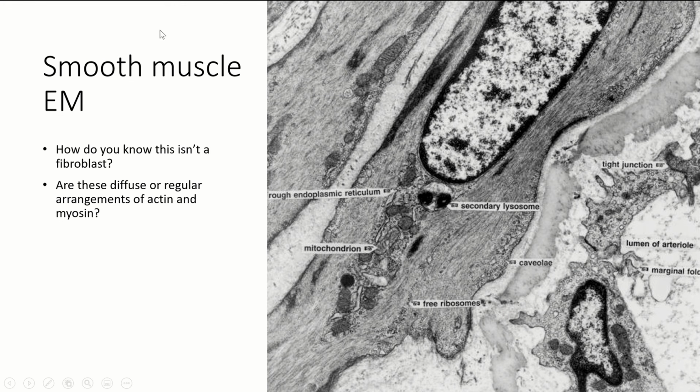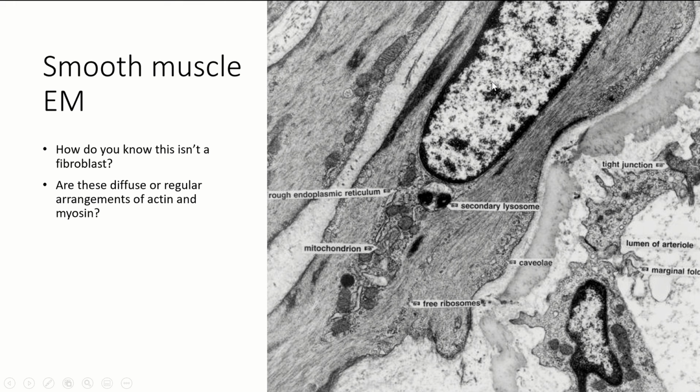Here you can see smooth muscle in an EM. Here's my question: how do you know this isn't a fibroblast? This is the nucleus of the cell, and this is the plasma membrane of the cell. I know because all of this protein is within the cell, not extracellular. There's a lot of actin and myosin in here. So this is a smooth muscle cell, not a fibroblast.